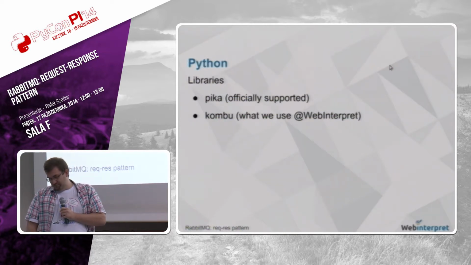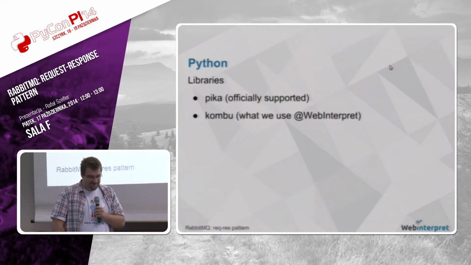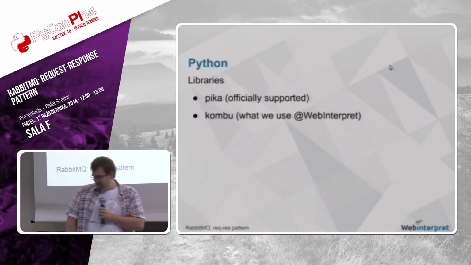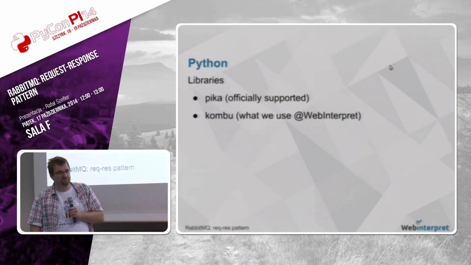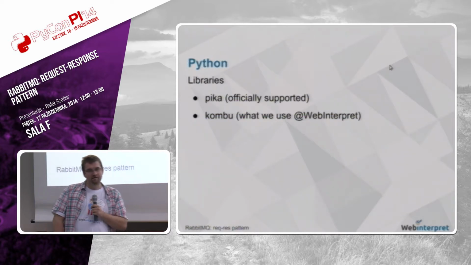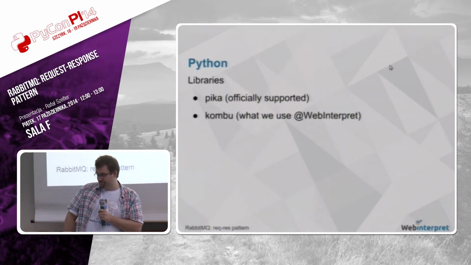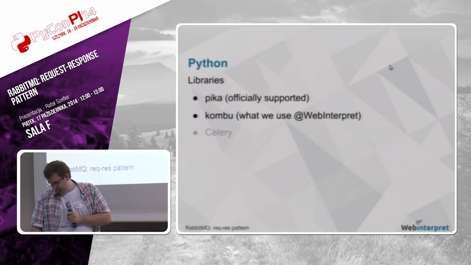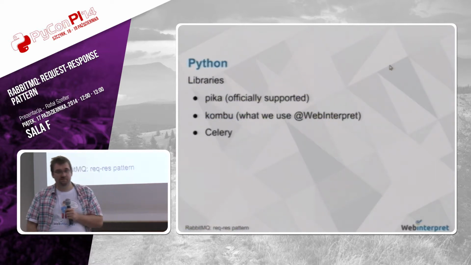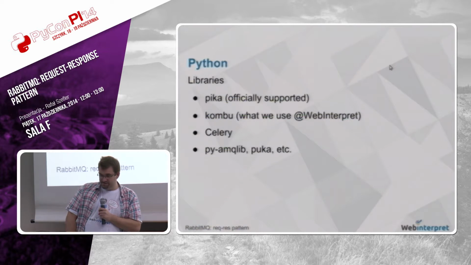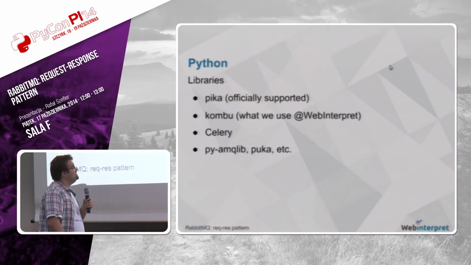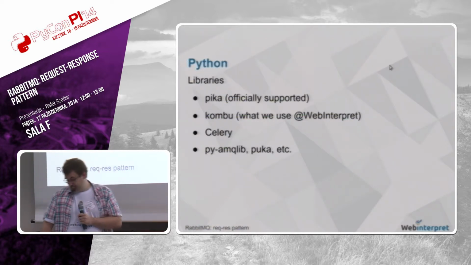We use Kombu instead of Pika because, although Pika is officially supported, it is kind of buggy and it lacks some features that we needed. Celery supports RabbitMQ. And there are other libraries like PyAMQP, Puka, etc. I don't know much about those libraries. I just know that they are there.